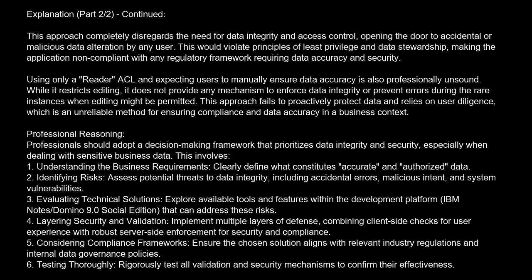Professional reasoning. Professionals should adopt a decision-making framework that prioritizes data integrity and security, especially when dealing with sensitive business data. This involves: 1. Understanding the business requirements. Clearly define what constitutes accurate and authorized data. 2. Identifying risks. Assess potential threats to data integrity, including accidental errors, malicious intent, and system vulnerabilities. 3. Evaluating technical solutions. Explore available tools and features within the development platform, IBM Domino 9.0 Social Edition, that can address these risks. 4. Layering security and validation.